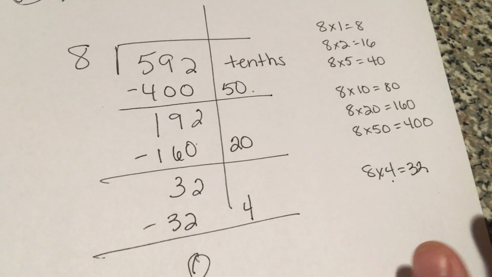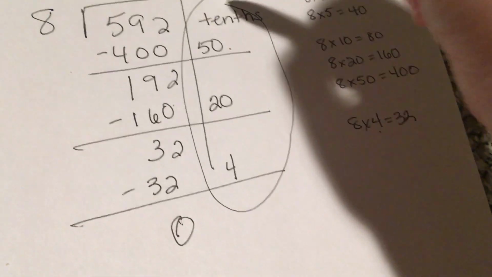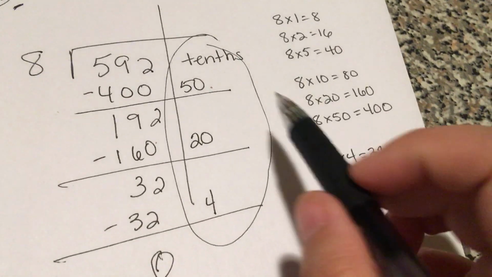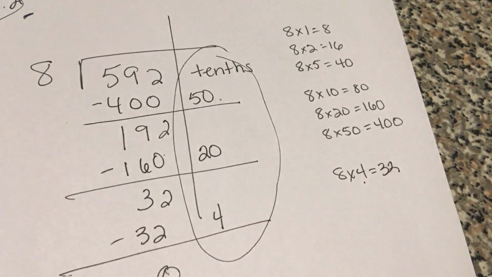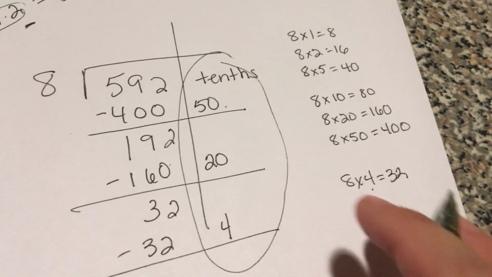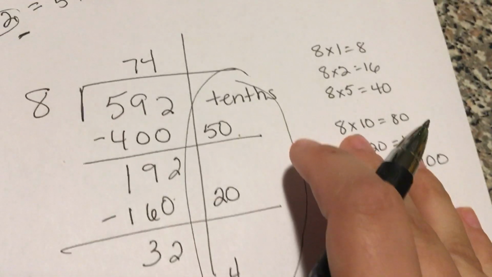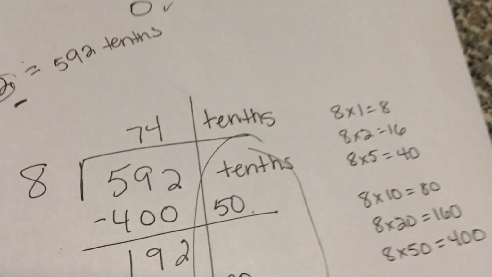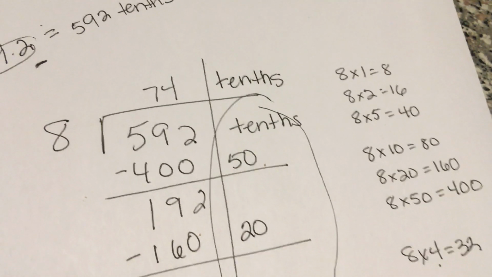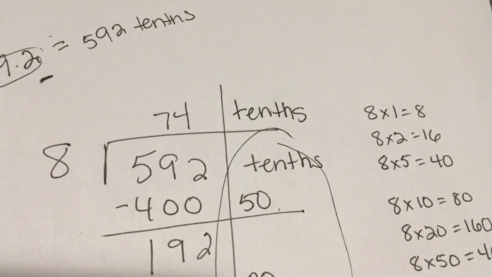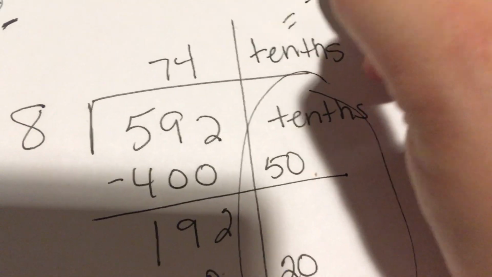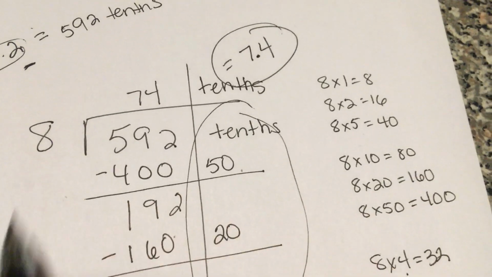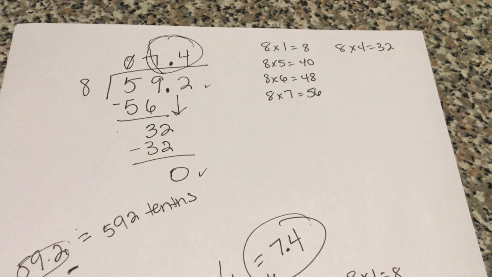So now when we do partial quotients, we want to look at the numbers we wrote over here and combine them to find out how many groups of 8 we were able to make. 50 plus 20 plus 4 is 74. So my answer is 74, but it's not just 74, it's 74/10 because I renamed it. If I want to write 74/10 in standard form as a number, I would write that as 7.4. Notice that I got the same answer when doing partial quotients as I did doing standard algorithm.